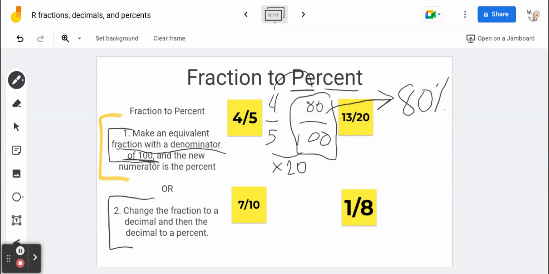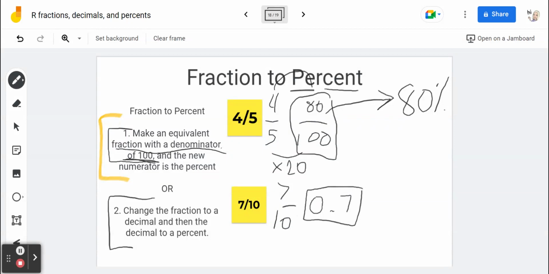The second way to do this is to change that fraction to a decimal and then that decimal to a percent. So, for example, I'm going to get rid of these boxes. So, for example, we have 7/10. Well, we want to change this into a decimal. So to write 7/10 as a decimal is to have 0 decimal point 7. That 7 is in our tenths place.